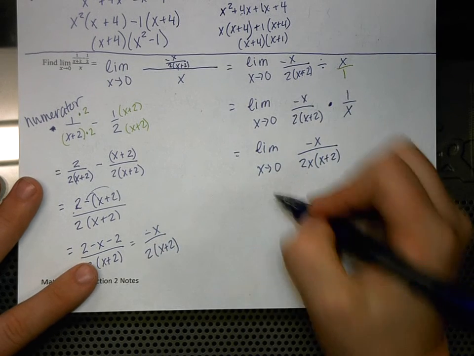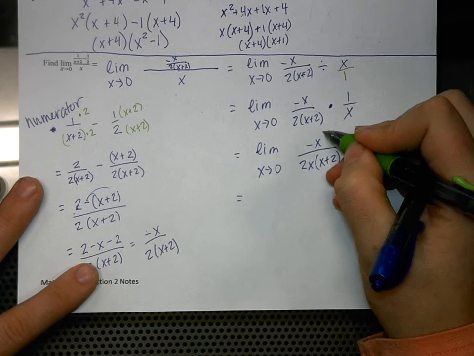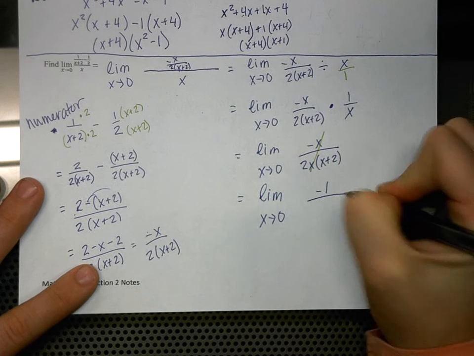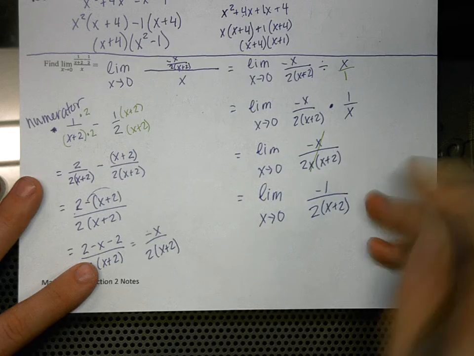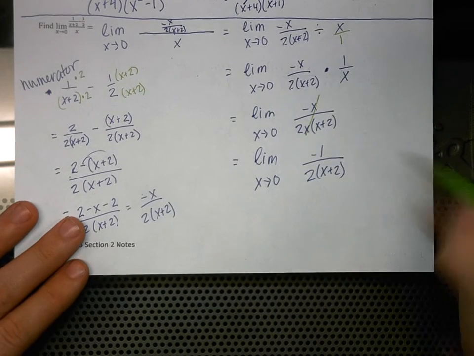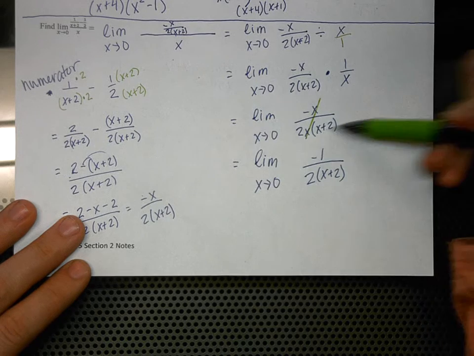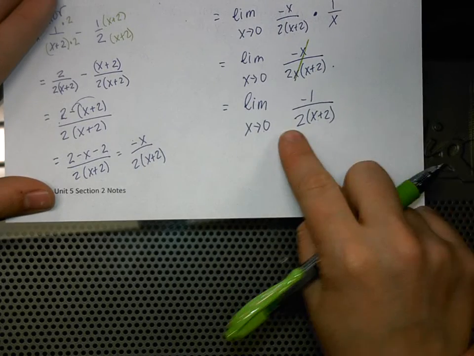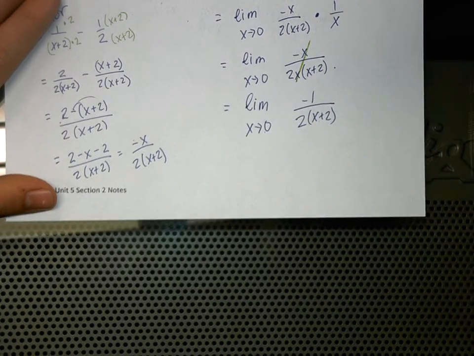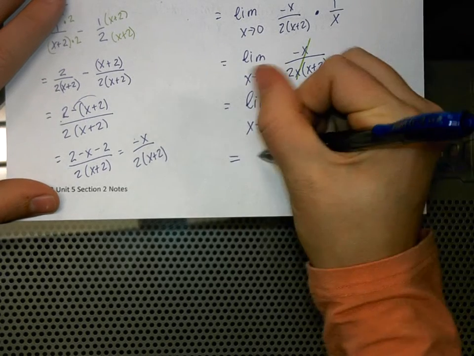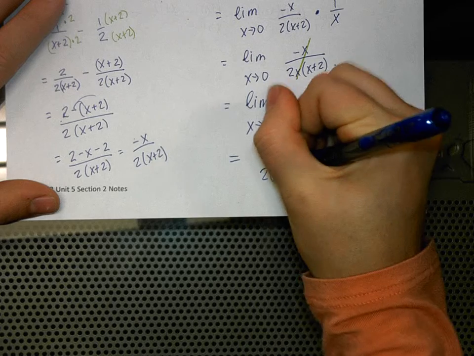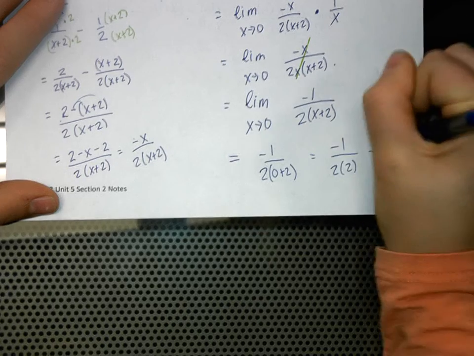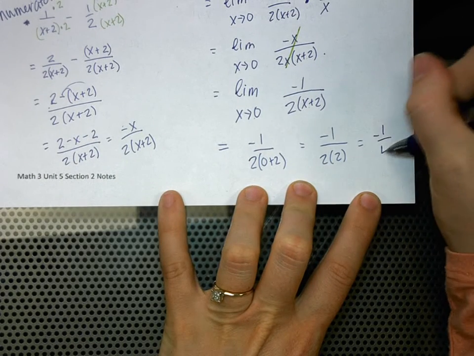And now what reduces is these x values. We finally have something that reduces. So my limit, as x approaches 0, of negative 1 over 2 times x plus 2 is my value that I'm going to actually plug my 0 into. Because up until the part where it reduces, my denominator would have still equaled 0. So now I can plug in a 0 without having my denominator equal to 0. So this is equal to negative 1 over 2 times 0 plus 2. Negative 1 over 2 times 2. Negative 1 over 4 is your limit.